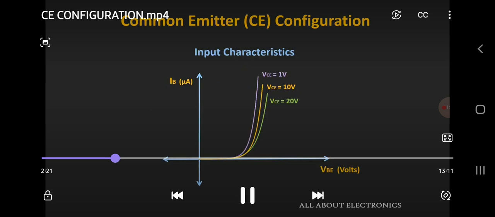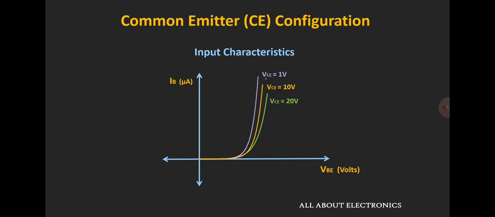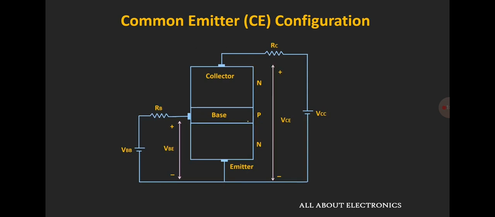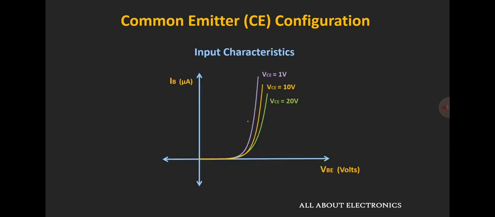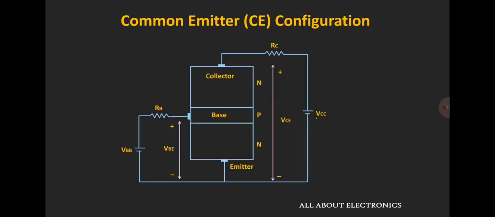In the input characteristics, different IB versus VB curves are shown for different values of VC. These curves are similar to the forward characteristic of a PN junction diode, because the base emitter junction on the input side is forward biased. One more thing: as the value of VC increases, the base current IB reduces. Let us understand the reason behind it. Here the voltage VC can be given as voltage VCB plus voltage VB.